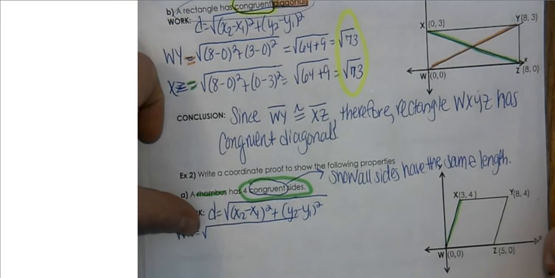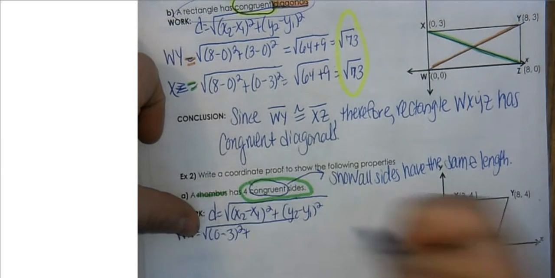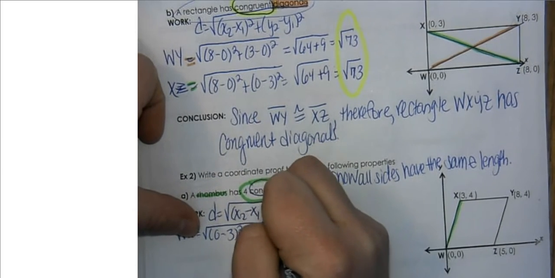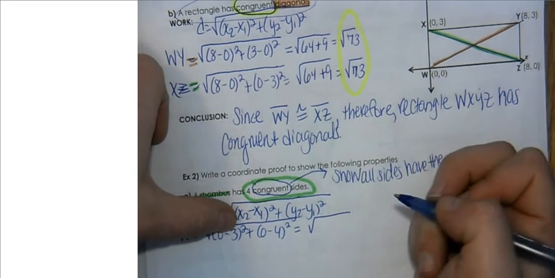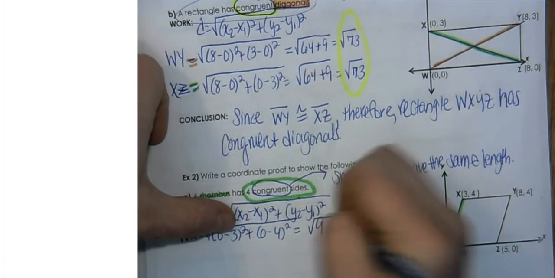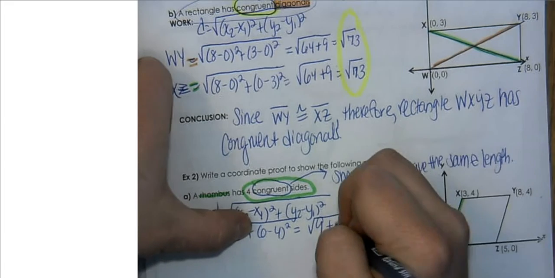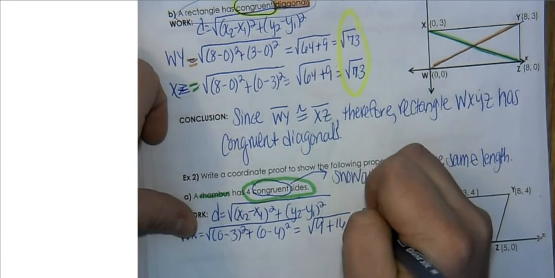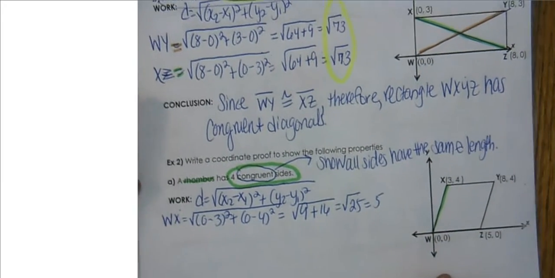I'm going to go 0 minus 3 squared plus 0 minus 4 squared. That's going to be equal to 0 minus 3 is negative 3. Negative 3 squared is 9. Plus 0 minus 4 is negative 4. 4 squared is 16. This is the square root of 25. Square root of 25 is 5. So this length is 5 right here.